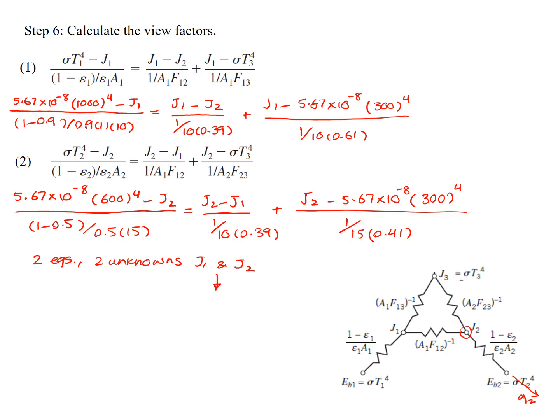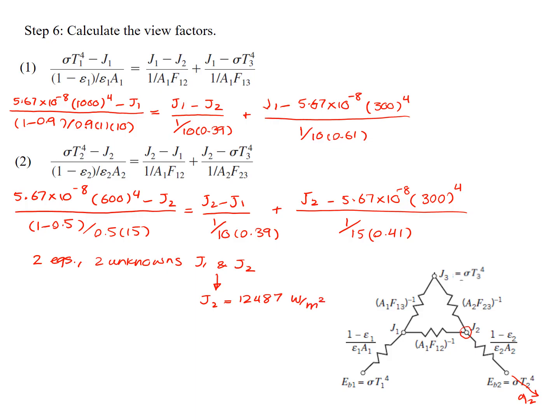So if you actually solve this, you'll be able to arrive at J1 and J2 as, well, you know what, I'm not going to calculate J1 because we don't really need J1. All we needed was J2 in order to calculate our Q2. So I'm going to just calculate J2 from here. Of course, you'll be able to calculate J1 as well. 12,487 watts per square meters.